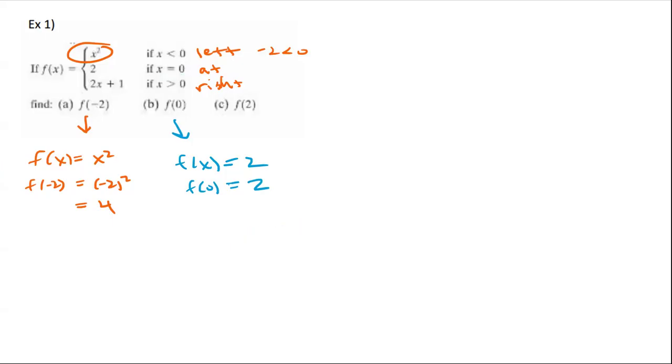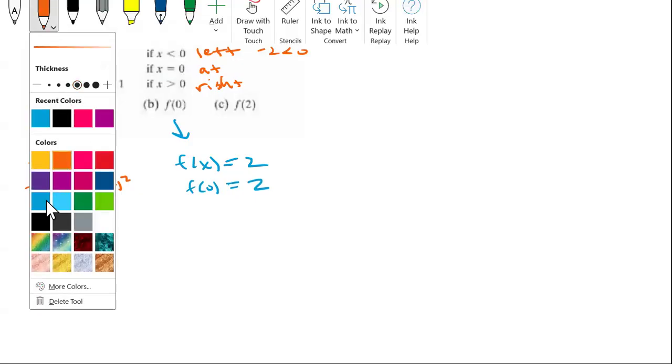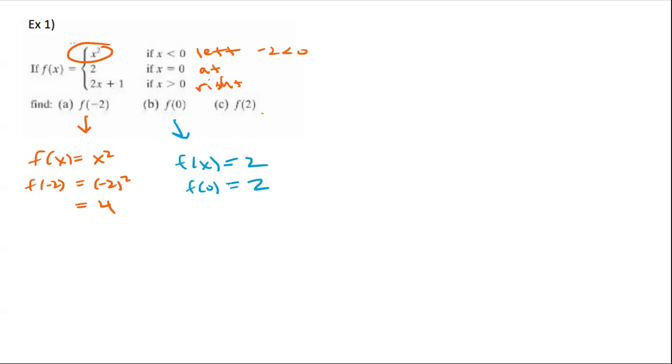All right, and then the last one here is f of 2. So which one would I use for that one? The first, second, or third? Third. Good. Because 2 is bigger than 0, so that means I have to use that last one.